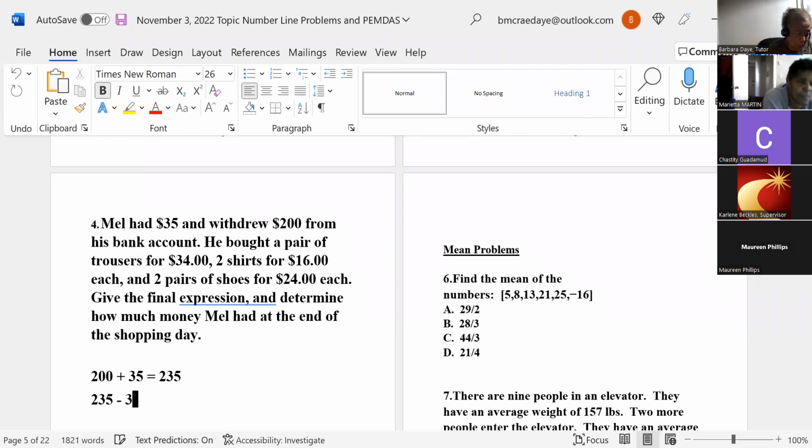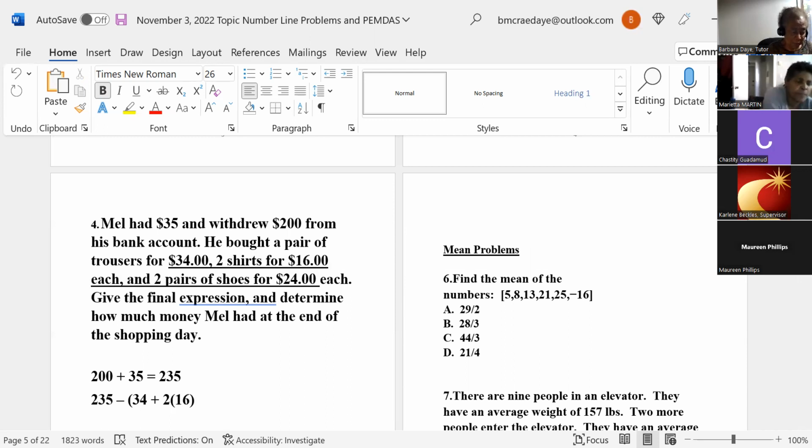$34. Okay, $34. What else? Plus what? Plus the $16 for each shirt. So what would I write? Tell me what to write after the 34. Well, let's put 2 shirts, 2 times 16, right? Yeah, because each shirt is 16.